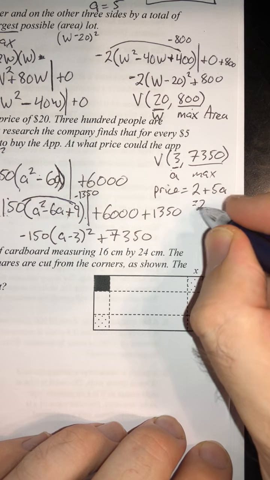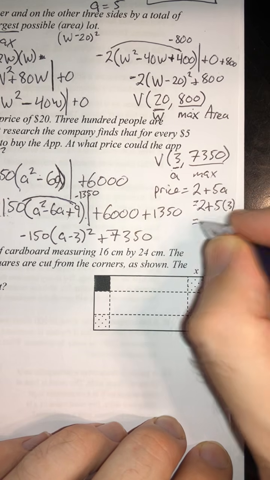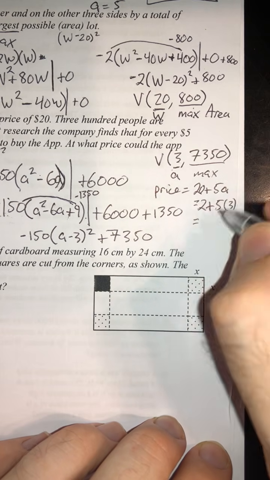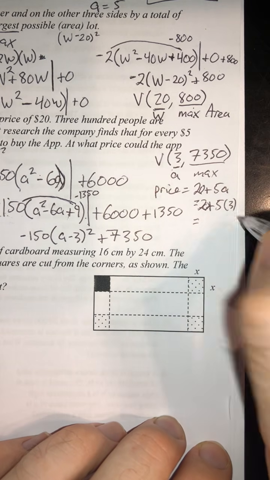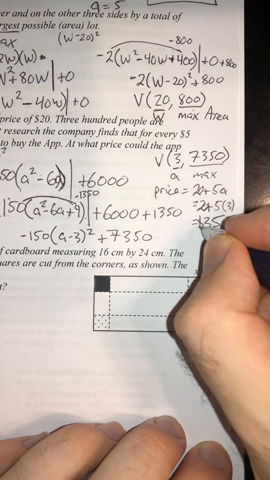So my price is 20 plus 5 times 3. 5 times 3 is 15. So add that to this: $35.